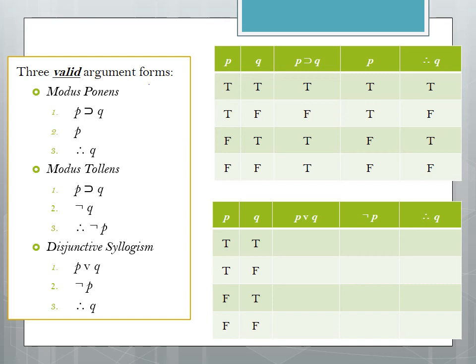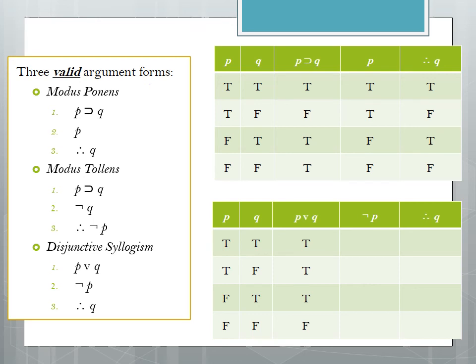So let's quickly walk through the completion of this truth table. The base columns again are already complete. If you refer back to the truth table for a disjunction, you'll see that a disjunction is false if both disjuncts are false, but otherwise it's true. So it looks like that. Disjunction is false if both disjuncts are false, but otherwise it's true.